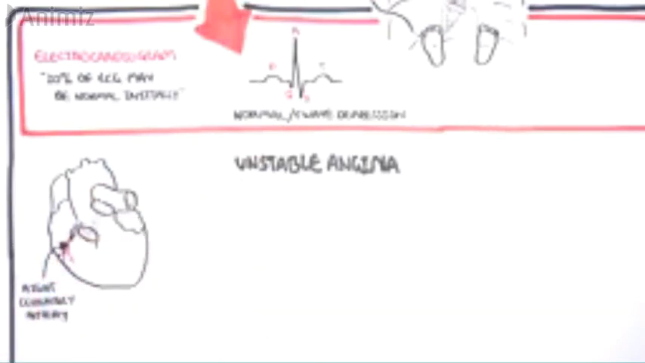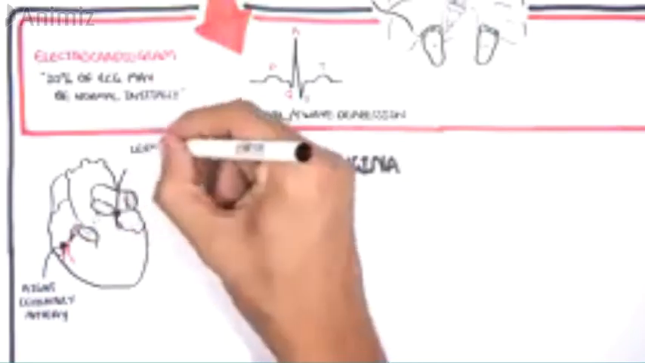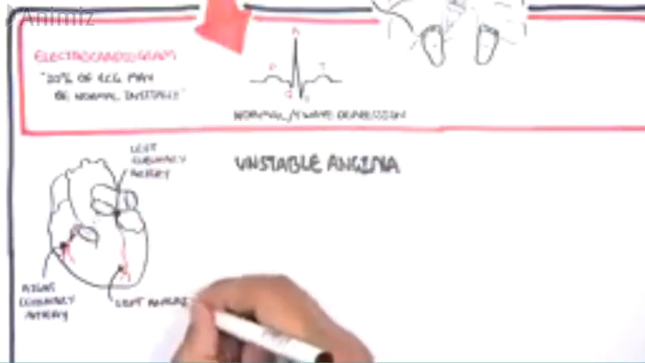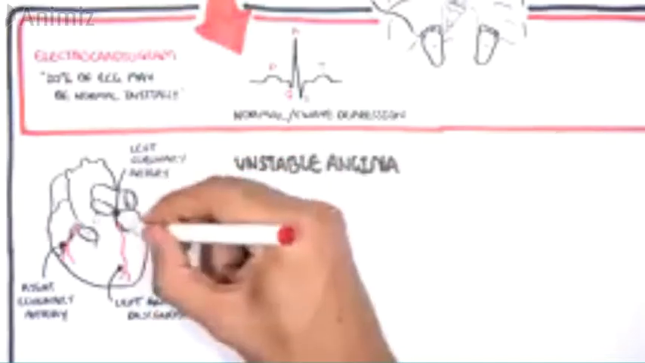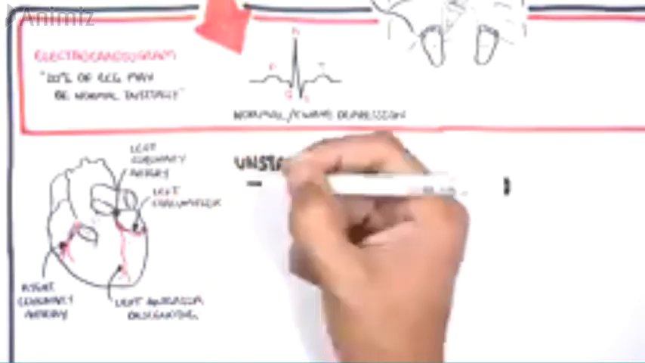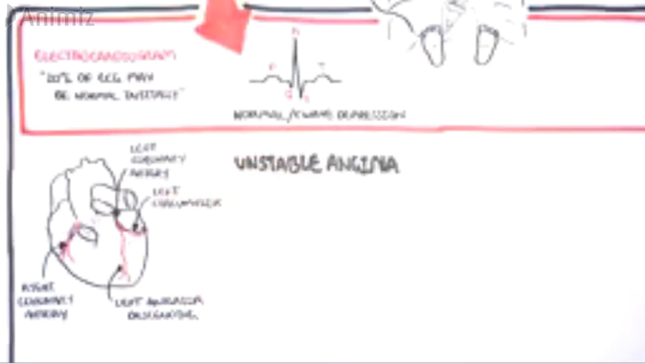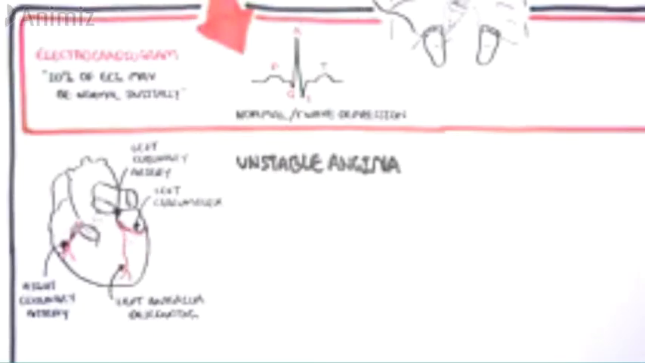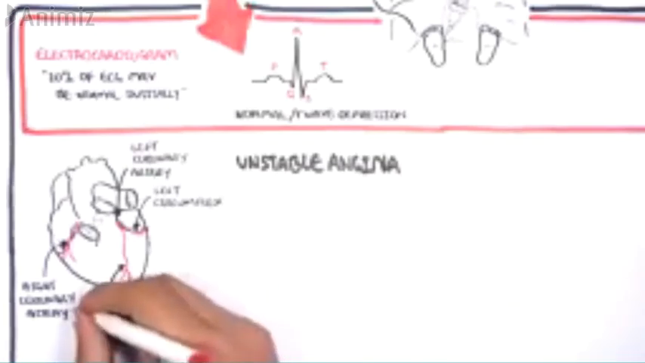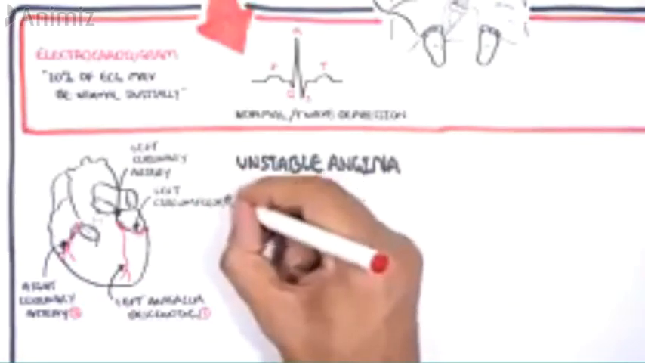So you have the right and left coronary arteries, which are the first 2 branches of the aorta. The left coronary artery divides and forms 2 other big arteries. The left anterior descending, which supplies the anterior and septal parts of the heart, and then the left circumflex artery, which supplies the lateral wall of the heart. Myocardial infarction or heart attack tends to occur within the left anterior descending, and then the right coronary artery, and then the left circumflex.